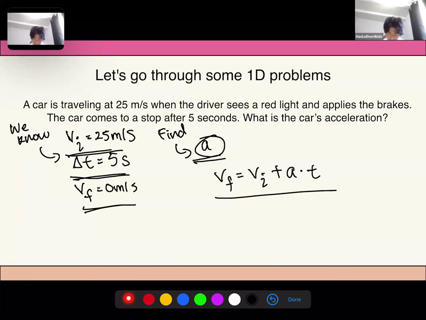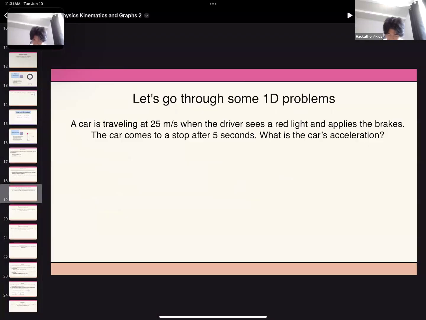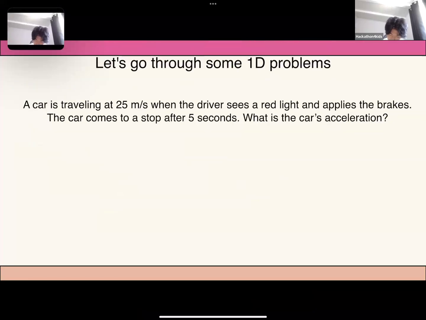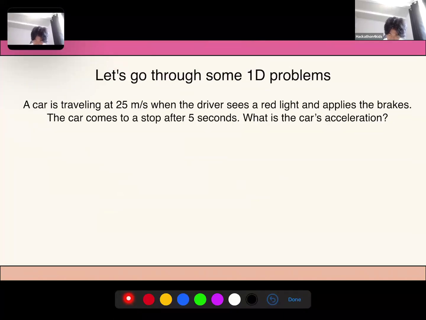So let's just plug these in, right? We know final velocity. What the heck just happened? It just erased all my things. That's not very nice. Okay. Just write it again then.